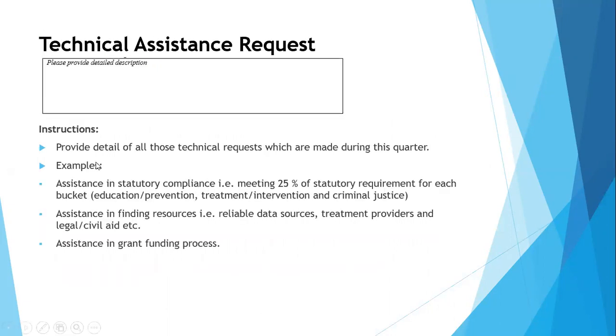All right, technical assistance requests. Really, this is just a simple way for you to provide detailed information on any assistance requests that you may need. One of our responsibilities at the Behavioral Health Division is to provide technical assistance to local coordinating councils, and that is actually written into statute. So we can't provide assistance if we do not know of assistance needs. Some of those assistance needs could have to do with statutory compliance, reliable data resources, assistance in the grant funding process, and so forth.